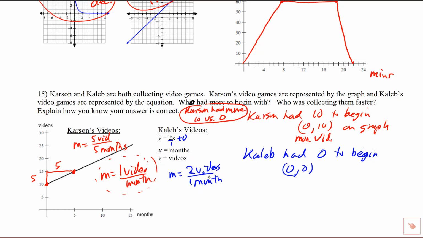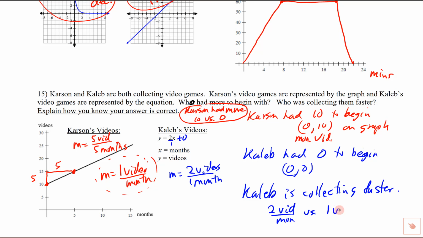So what that means is, if it says who is collecting them faster, that means Caleb's collecting them faster because he's doing 2 videos per month versus Carson's only 1 video per month. So we're going to say Caleb is collecting faster. And we'll say kind of the same way we did up above. We'll say that he's collecting them at 2 videos per month versus 1 video per month.